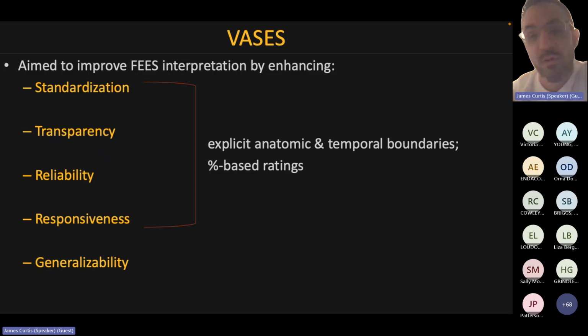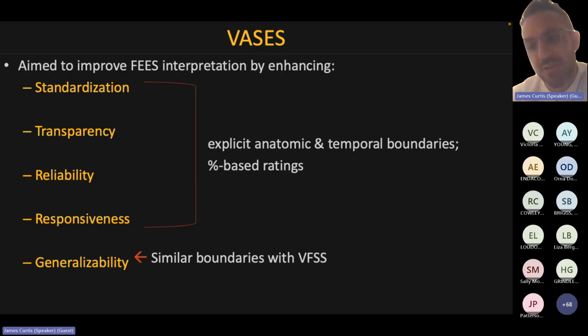And I think transparency is really key here. There's been a lot of other stuff that's standardized, but if it's not super explicit, then it's not necessarily transparent. Also improving the reliability and the responsiveness of FEES interpretation. And then by using similar anatomic boundaries and temporal phases as videofluoroscopy, we're also improving the generalizability between both exam types. So this helps us as clinical consumers to understand research, but then also as we are getting into evidence-based practice and reading research, knowing how one study that might have used fluoro might relate to another study that used FEES.